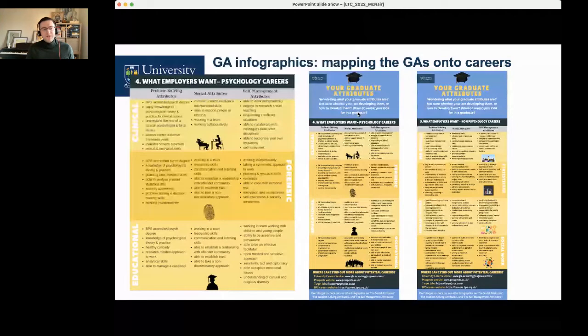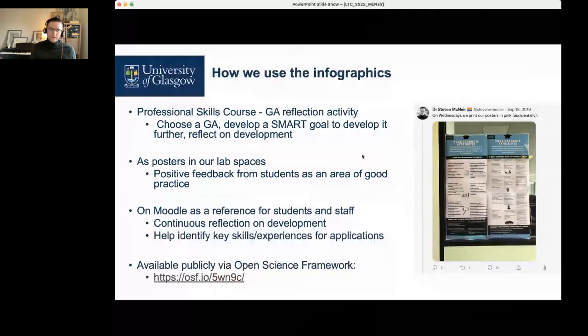How we use these infographics: we use them within our professional skills course, which is an optional course for our level 3 students and some of our conversion course students, as part of a graduate attribute reflection activity where students choose a graduate attribute, explain how they will develop it by developing a SMART goal, and then reflect on their development after having been through a development process. We also use them as posters in our lab spaces, and you can see that from the Twitter post on the right-hand side, so that students can develop awareness just through exposure when we are eventually back in our lab spaces.